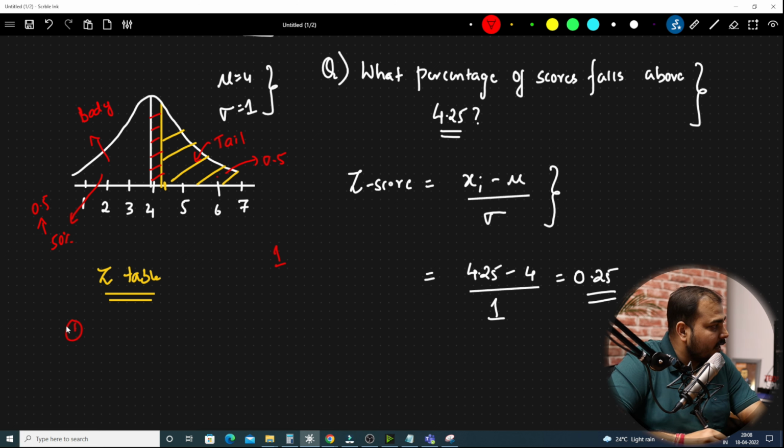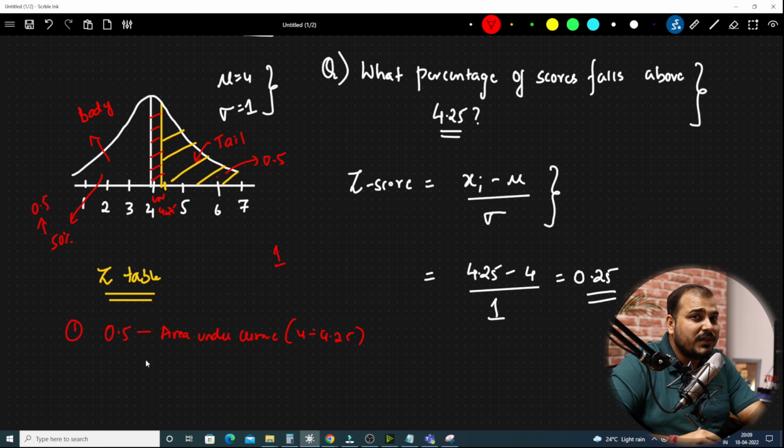So the first way that you can calculate the area under the curve within this region, that is between 4 and 4.25. Once you get this, all you have to do is subtract it from 0.5. This is the entire half of the curve minus this value, whatever you are getting: the area under the curve between 4 and 4.25. So this way you can actually do it.